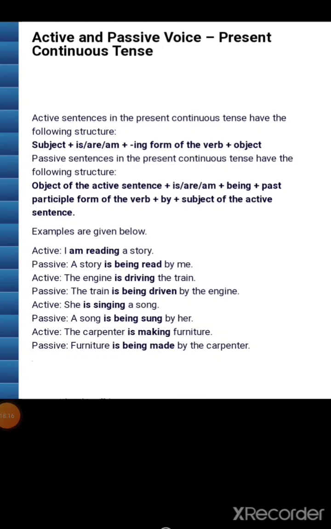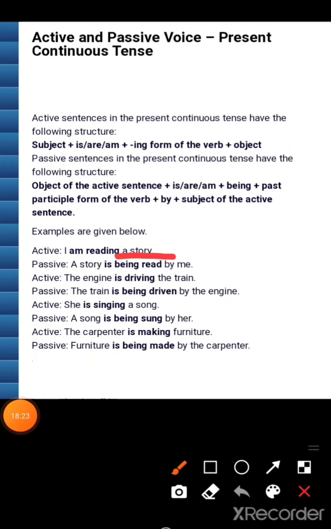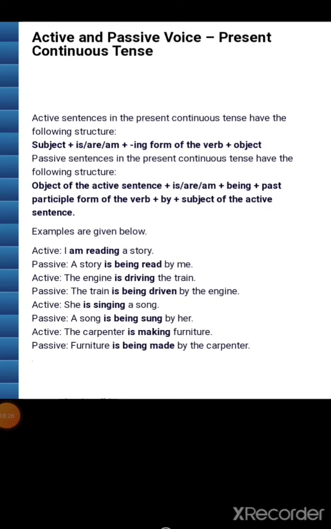So the story is being read by me. A story comes to the first position. So a story, after that is, then being, then read by me. I becomes me.